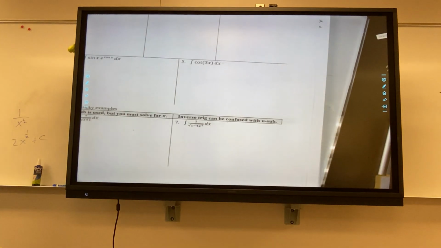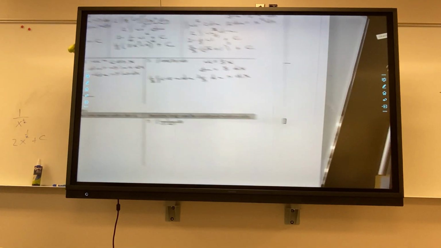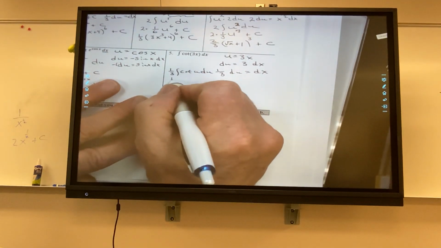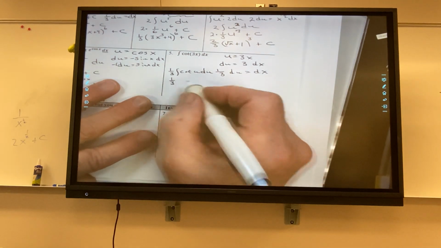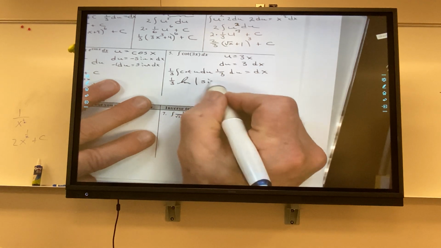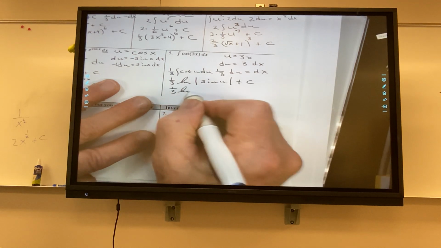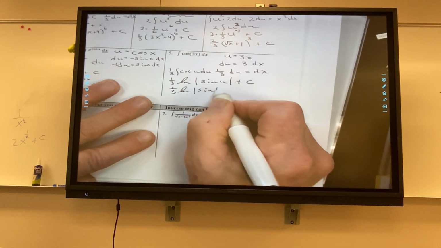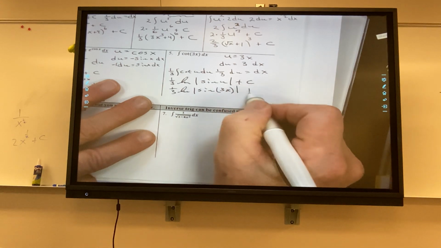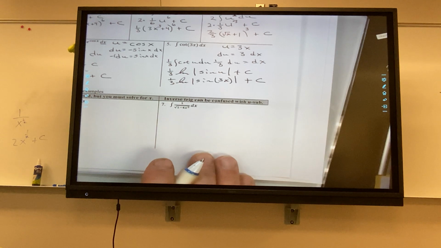So, come back here. This is going to be 1/3 the natural log of the absolute value of the sine of u plus c. Well, that means now it's going to be 1/3 the natural log of the absolute value of the sine of 3x plus c. I think I get it now. Okay.